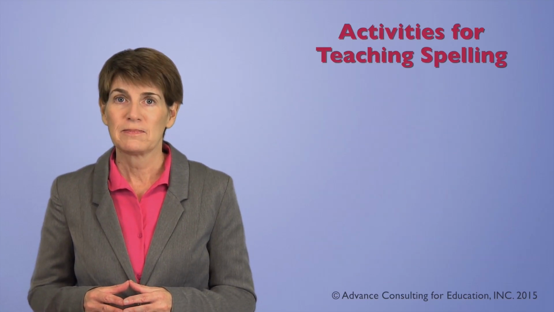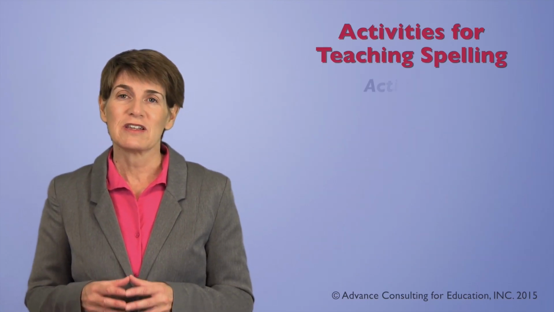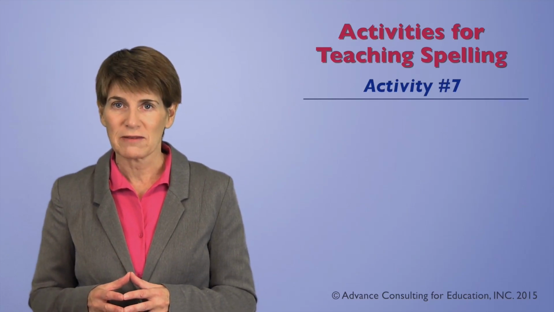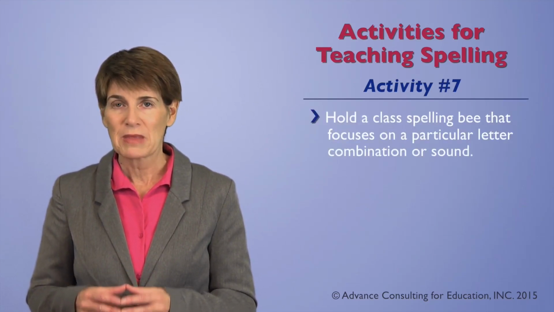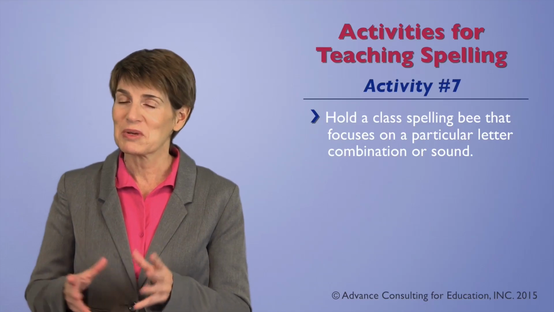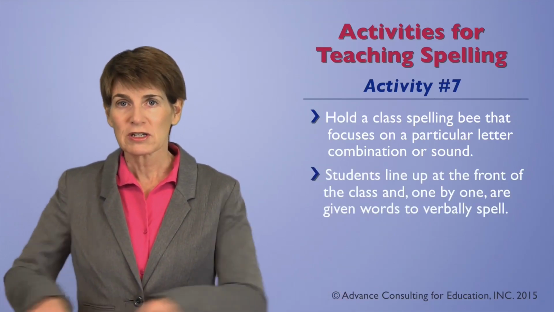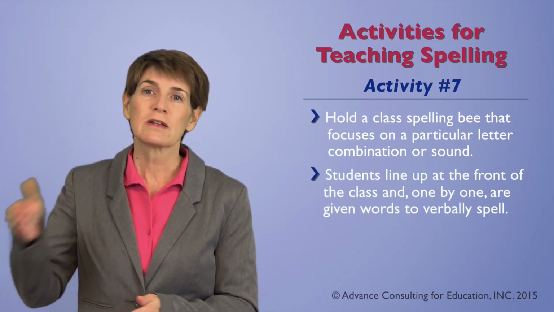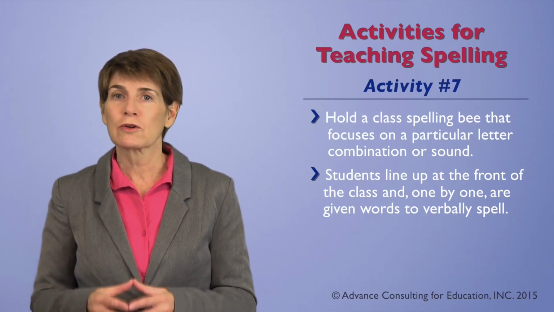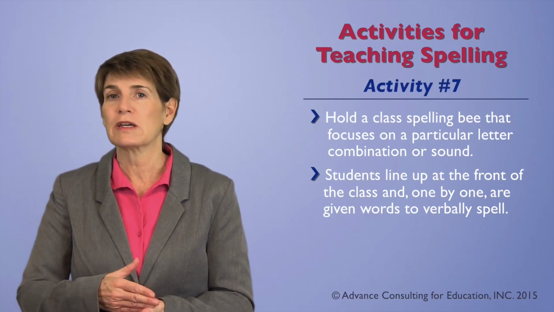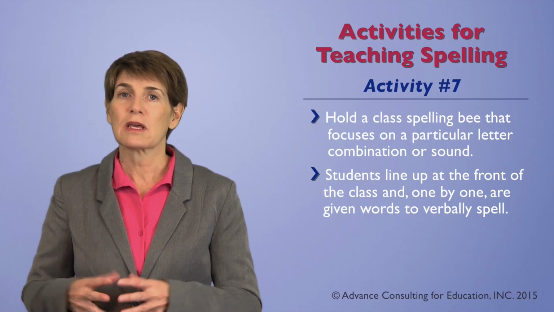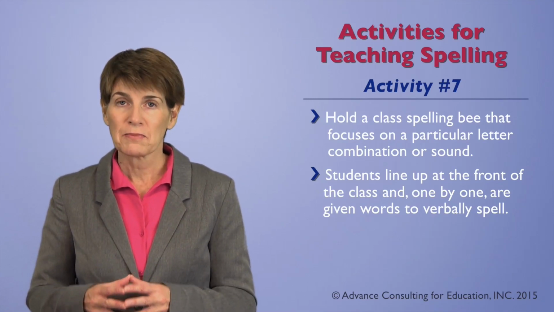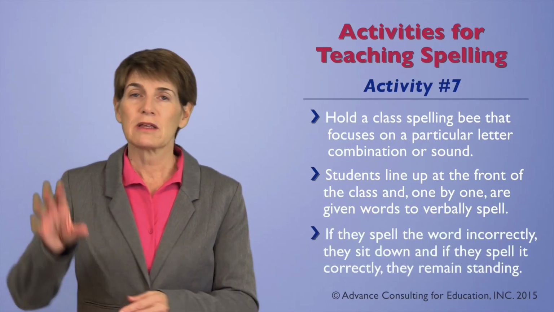The next activity, activity 7, is another classic activity. This is a class spelling bee. So just to refresh your memory in case it's been a while, students come up to the front and they all line up. And then one at a time, you give students a word to spell. And you say the word twice and use it in a sentence, and then students have to verbally spell it. And if they spell the word incorrectly, they sit down.